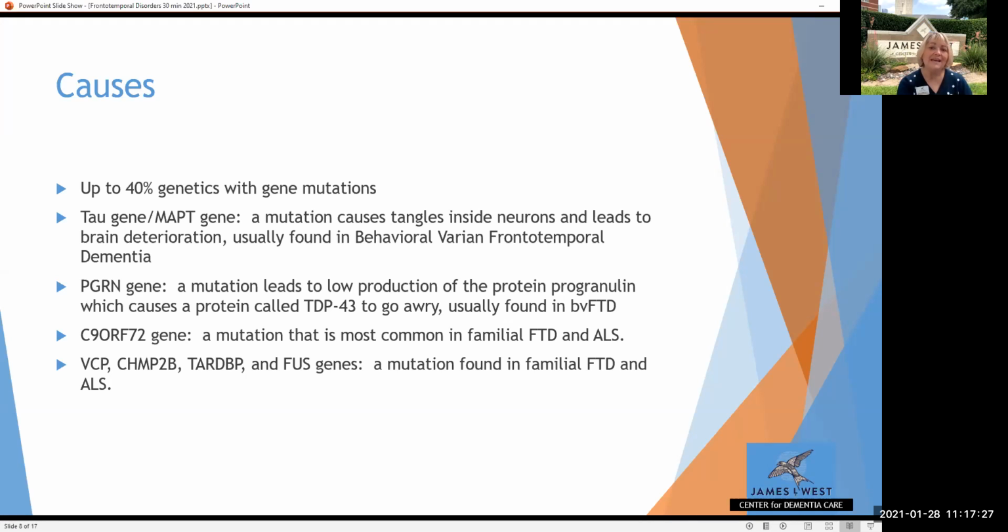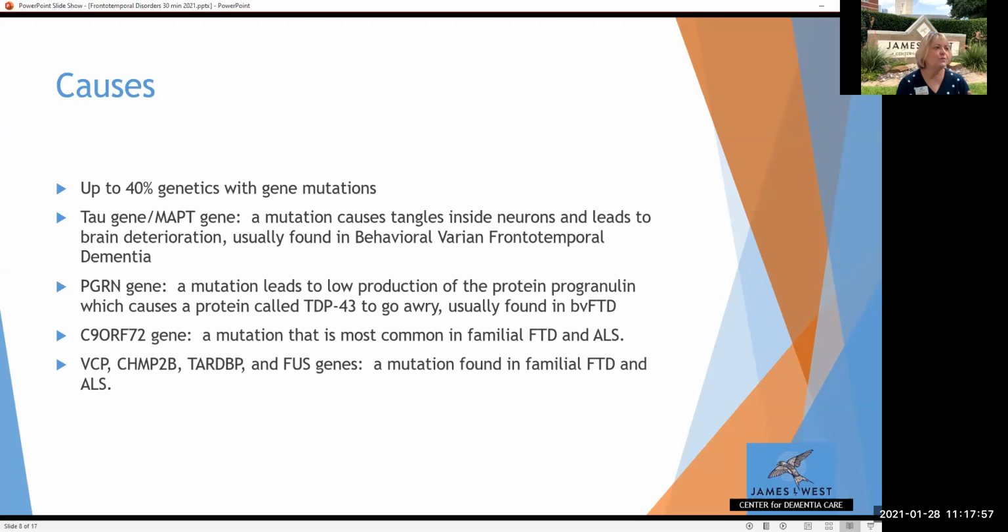What we're seeing with the FTDs, the frontotemporal disorders, is that up to 40% of the time, it's genetics and it is gene mutations. So this is one of the dementias that we do tend to see more in families. But again, that's only 40% of the time. So I went through and found the names of genes, all these letters and numbers that are on here.